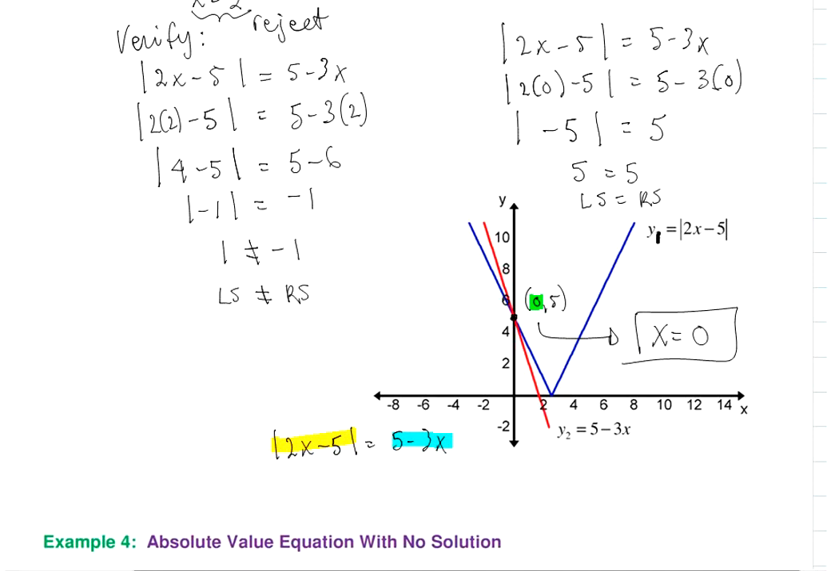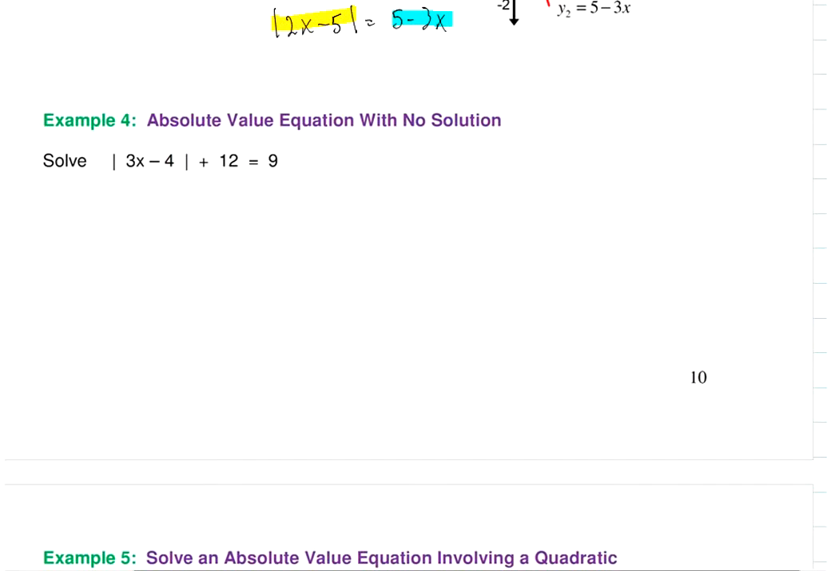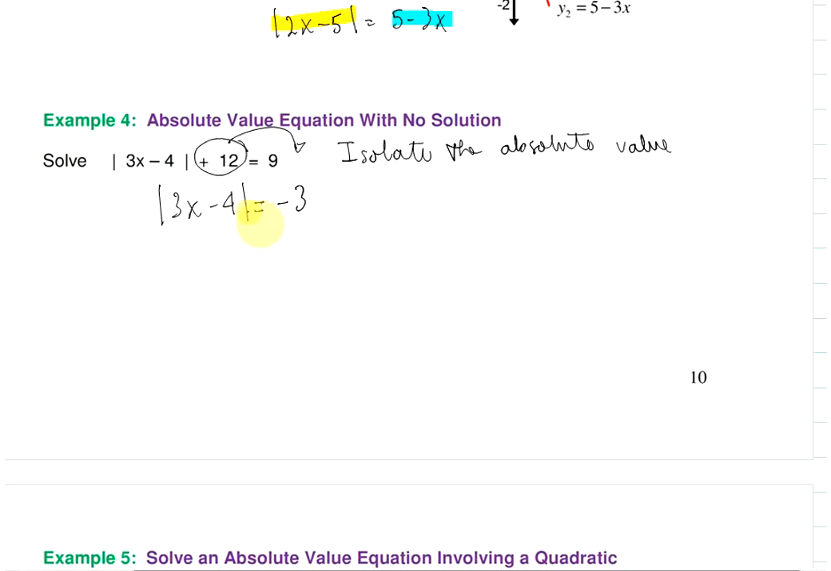Okay? All right, let's take a look at an example where we have no solution. All right, we're taking a look at something a little simpler than example number 3. What we want to do to start with is to isolate the absolute value. So that means we want to move the positive 12 over to the right. It becomes negative, and so you are going to get negative 3 on the right, and you will have 3x minus 4 on the left.